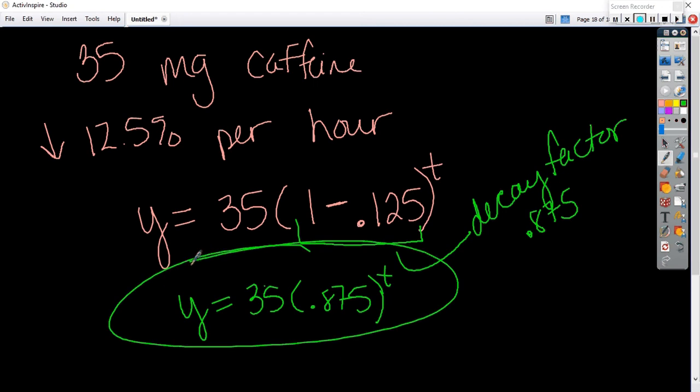So look, this is my model. That's my model that tells me how much caffeine is left in my system after T hours. So now you tell me after 4 hours how many milligrams of caffeine is left in your body. Okay, you said 4 hours? 4 hours.